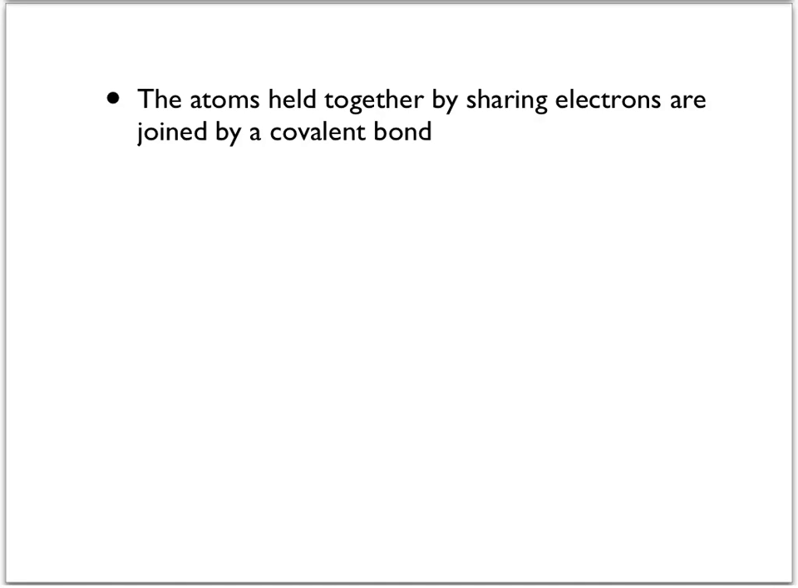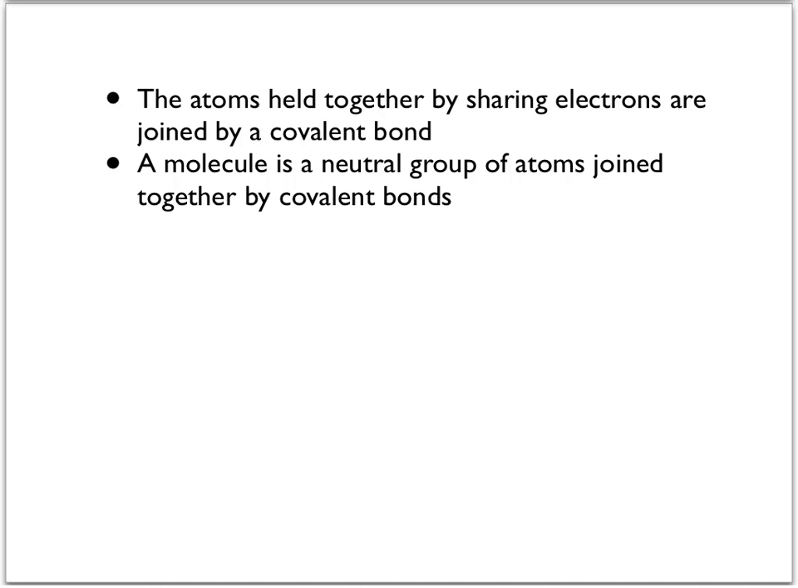Well, in both of these, though, the atoms are held together by shared electrons. Electrons are shared between two different atoms, and that's a covalent bond. So make sure you understand that word. Covalent bond means that we're sharing electrons. If we create these shared electron groups, we call those molecules, and they are, once again, neutral. Just like in an ionic compound, we said they were neutral. Molecular compounds are neutral also.